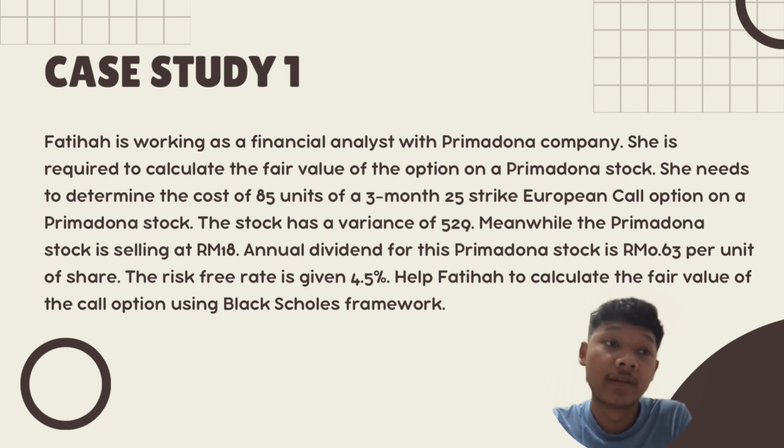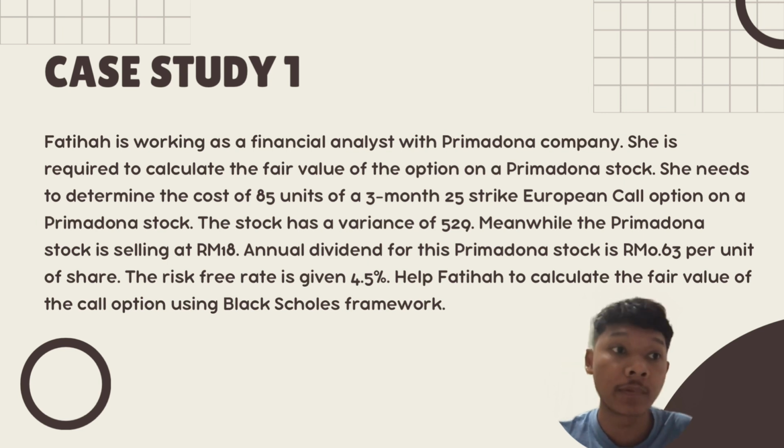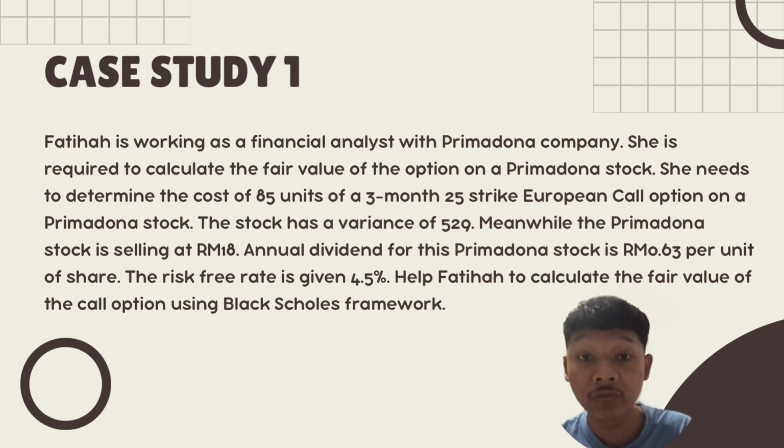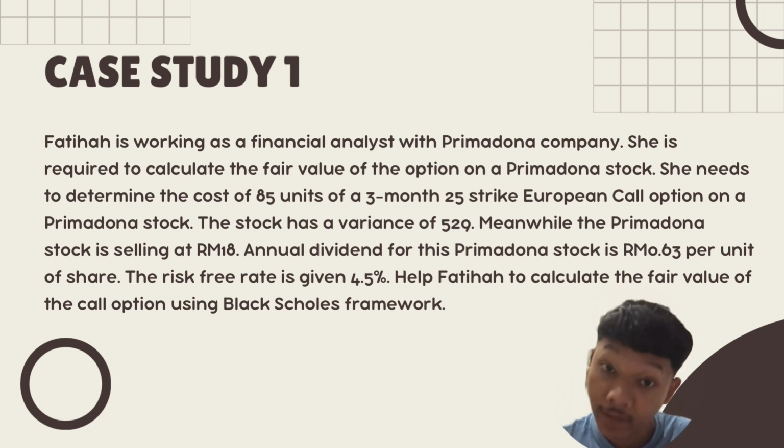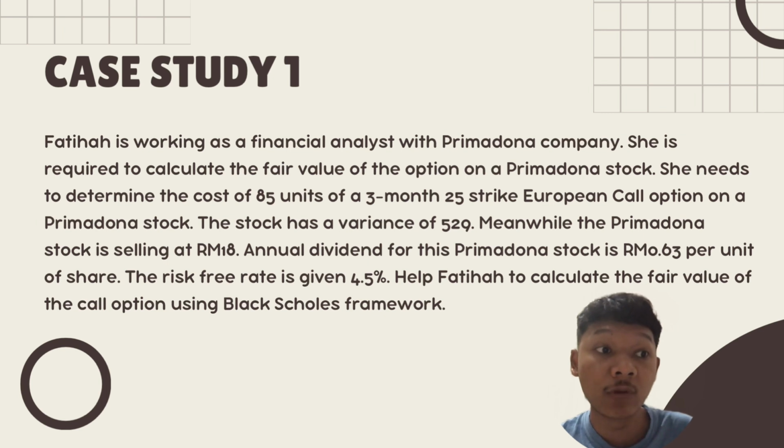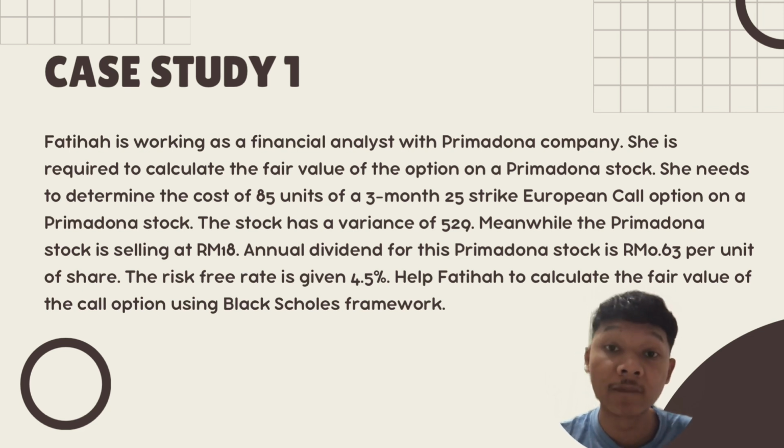Hello, my name is Ahmad Syarif Zaham, and for today, let's start with case study 1 first. In this scenario, Fatiha, a financial analyst, needs to calculate the fair value of the European call option using the Black-Scholes model. The option is based on the Prima Donna stock with a strike price of 25 ringgit. It's valid for 3 months. The stock is currently selling at 18 ringgit with a 4.5% risk-free rate and an annual dividend of 0.63 cents per share. The variance of the stock is given as 529, so the volatility is the square root of that, which is 23% or 0.23.